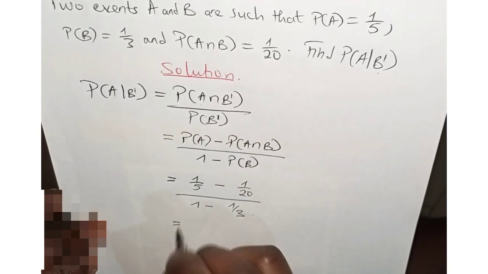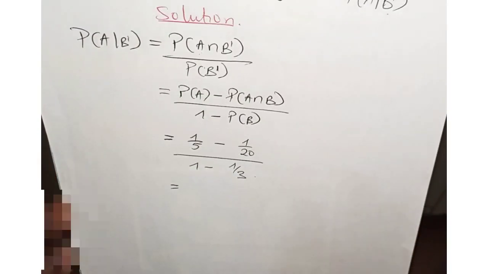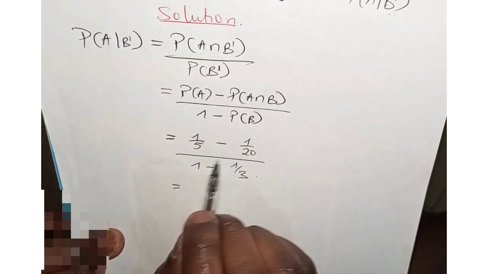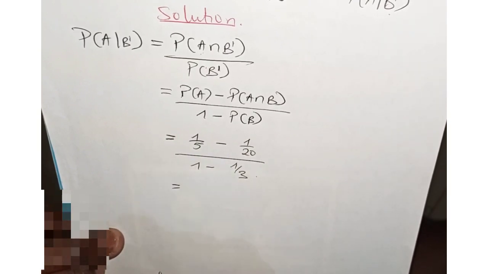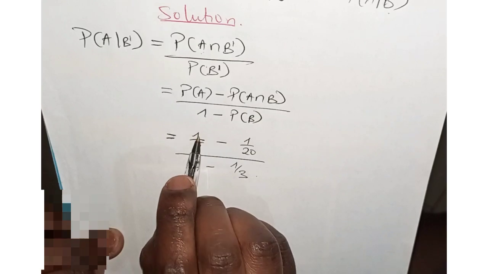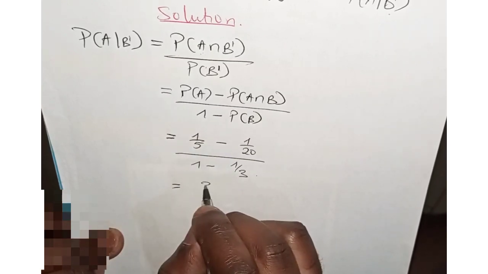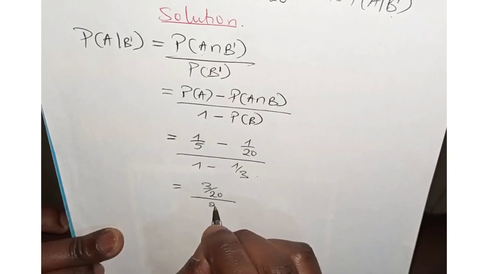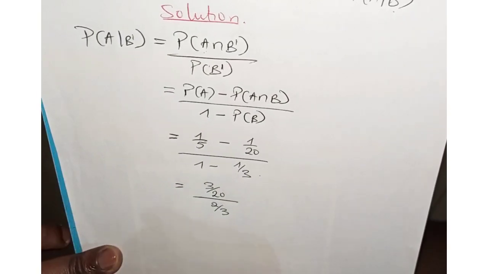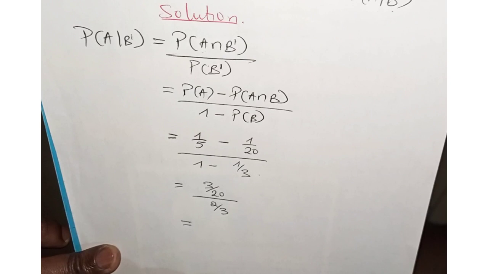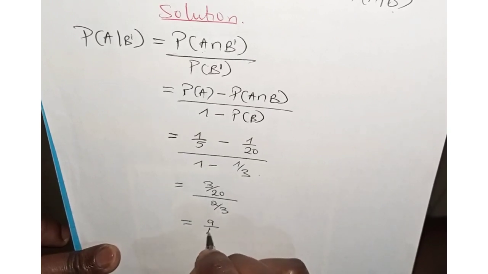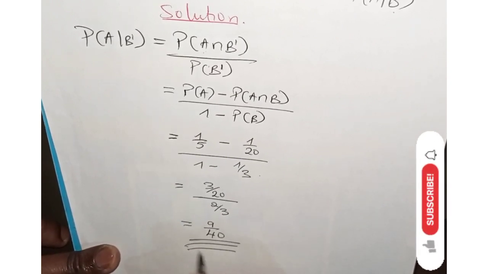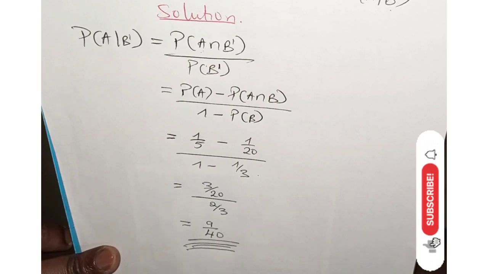We simplify this and it gives us, here, we take the LCM for the numerator, which is 20. So it gives us 4 minus 1, which is 3 on 20, divided by, down here, 2 on 3. Simplifying this further gives us 9 on 40 as the expected answer.